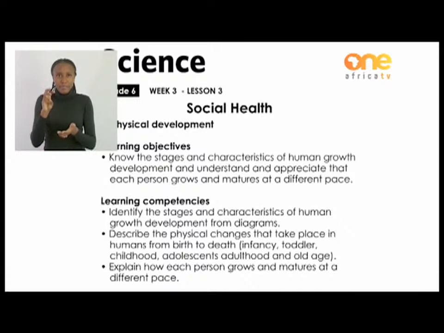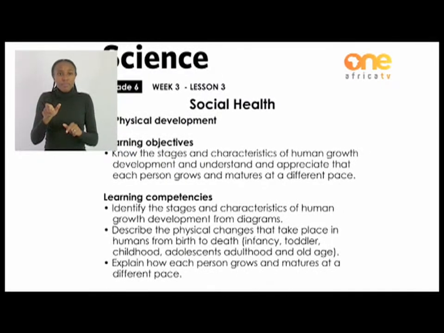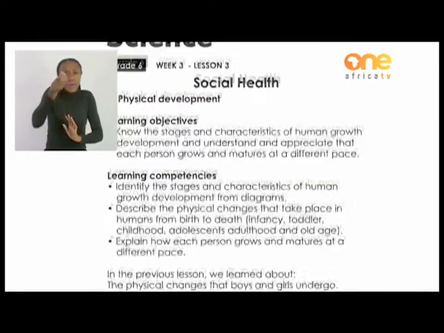Learning competencies. This is what you have to know at the end of this lesson. We should be able to identify the stages and characteristics of human growth development from the diagrams. It means we'll be provided with the diagrams and we'll be able to tell which stage that is. Second competency, we'll be able to describe the physical changes that take place in humans from birth to death. It means what happens to us as human beings during our lives. The third competency, we'll also be able to explain how each person grows and matures at a different pace.